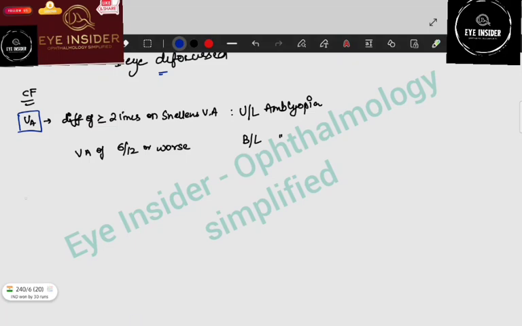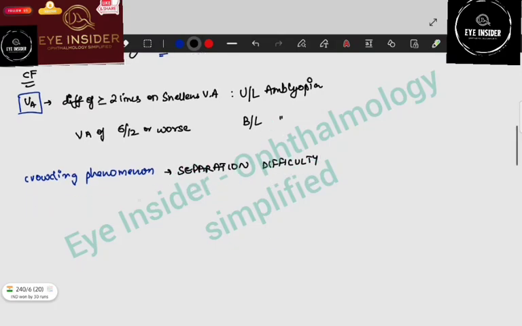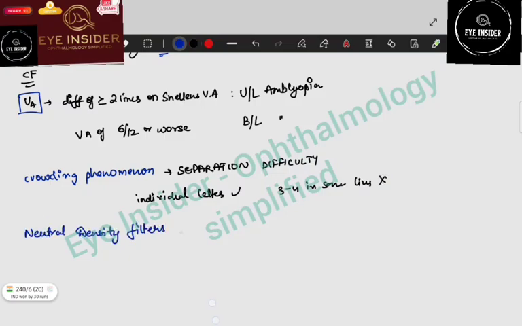without any organic cause. They also show a phenomenon called the crowding phenomenon, also called separation difficulty. What happens is that the patient will be able to see individual letters with clarity, but if the same line has multiple letters, the patient will not be able to identify them.